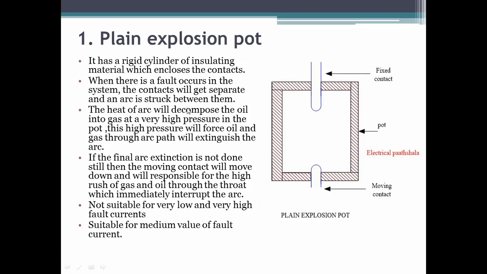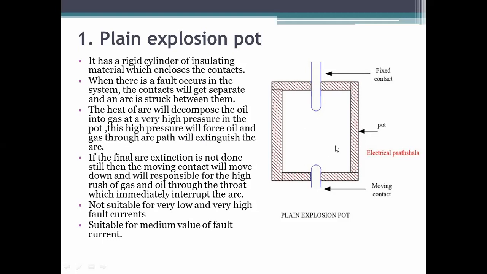The heat of the arc will decompose the oil into gas at a very high pressure, just as we have seen in the self blast. The same process is here also. When the arc is produced, it decomposes the oil into gases at very high pressure in the pot, and this high pressure will force the oil and gas through the arc path and extinguish the arc.